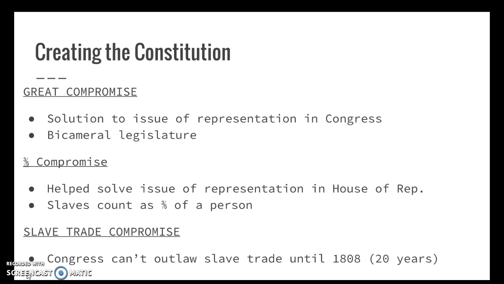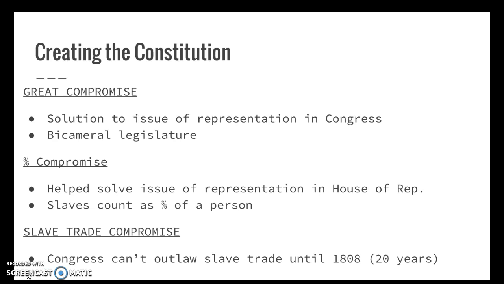They also had another compromise called the Slave Trade Compromise. So slavery was a big issue that they couldn't agree on. The South really wanted slaves. The North didn't really like slavery at all. So it was a big issue. But if they don't come to some sort of agreement on the slave trade, there's going to be no new constitution. There's not going to be any agreement.